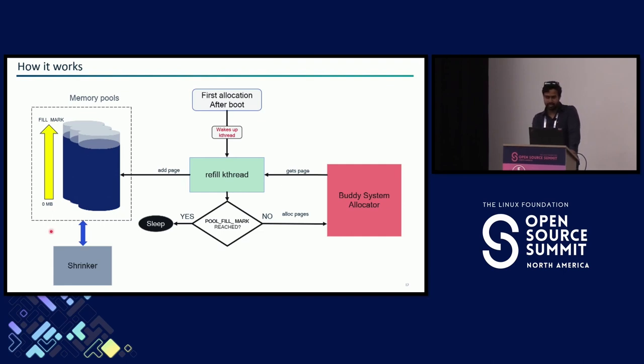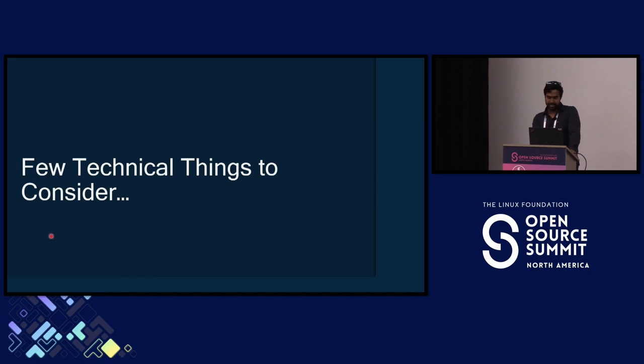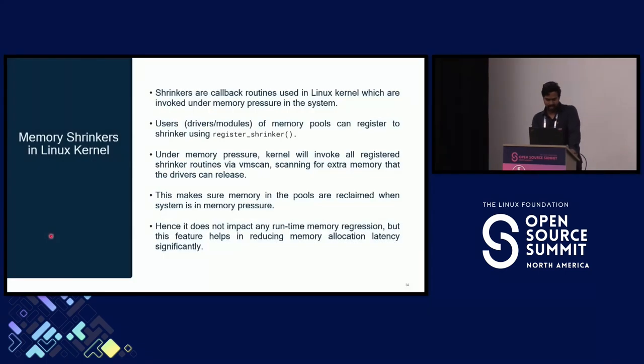The shrinker is an interesting concept here. These pools are attached to the shrinker. I'll explain a bit more about what the shrinkers are. A few technical things to consider here. The memory shrinker, I'm not sure if most of you have heard about what a shrinker is in the Linux kernel. Usually shrinkers are routines that the kernel invokes when there is memory pressure in the system. When there's less memory generally in the system, the kernel knows about it, invokes some daemons, does something called VM scan, and invokes all these shrinkers.